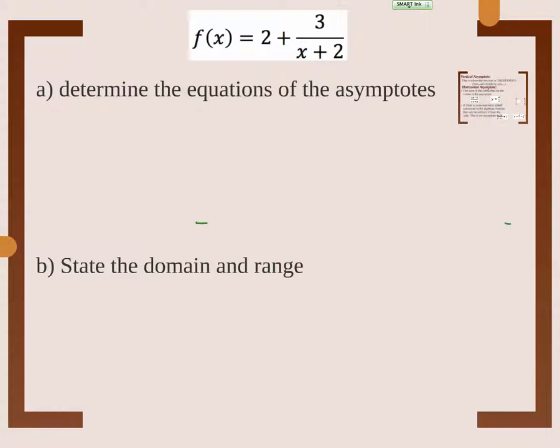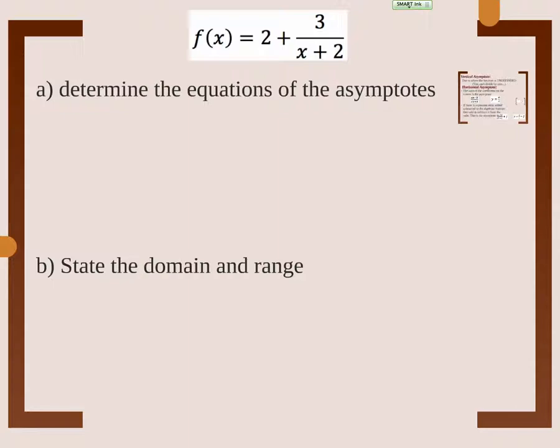This function, f of x equals 2 plus 3 over x plus 2, we are going to do all of our examples with this same function. The first thing we will do is determine the equations of the asymptotes. We'll use that to state the domain and range. After that, we'll be able to find intercepts, which is something we've done in class already. Then we're going to graph it, and then we're going to get to the piece where you have to think a lot.